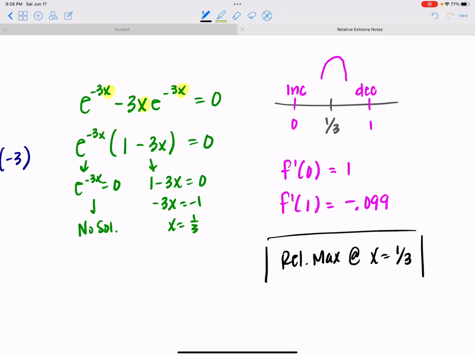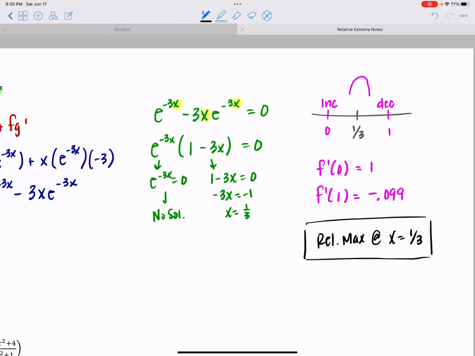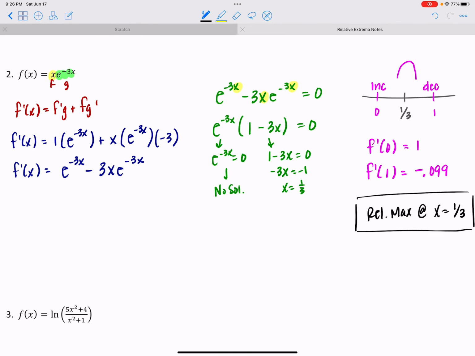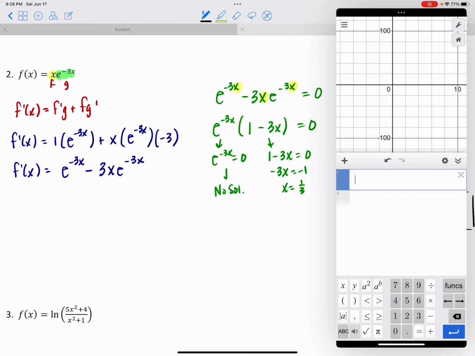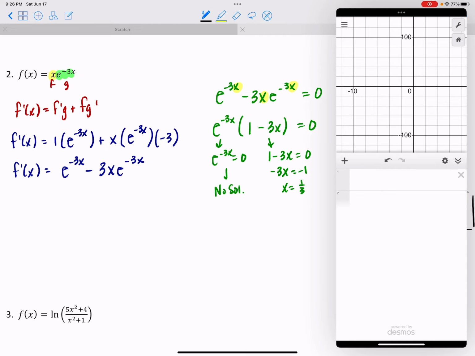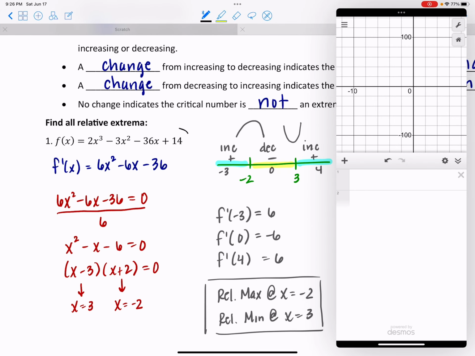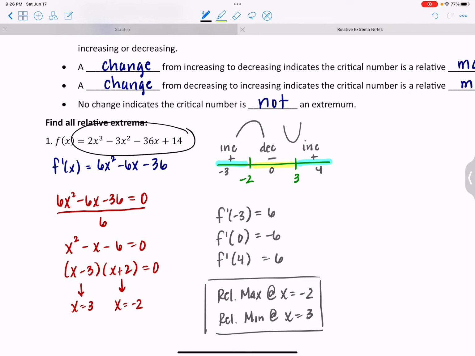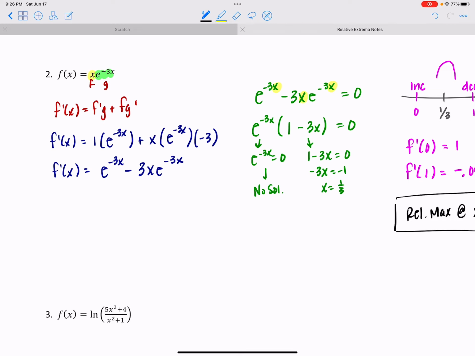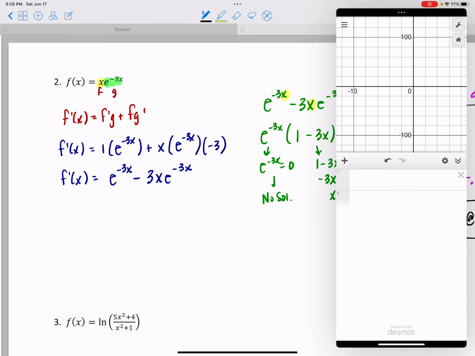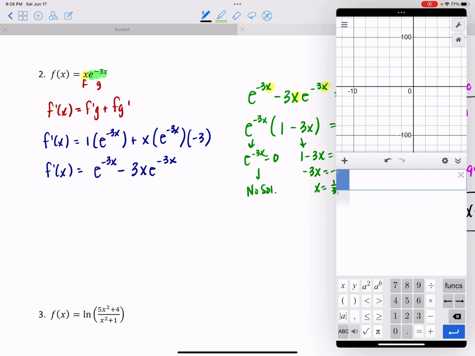And then again, this would be good to check with your graph, especially because this is a function that's probably not pictured in your head. Some of these functions, like the first one, I'm kind of hoping that when you look at a cubic function, you have some sort of an idea of what that looks like graphically, but I don't know. If you're looking at x times e to the negative 3x, do you have any idea what that looks like? Like, I have a concept, but yeah. So let's go ahead and graph and verify.